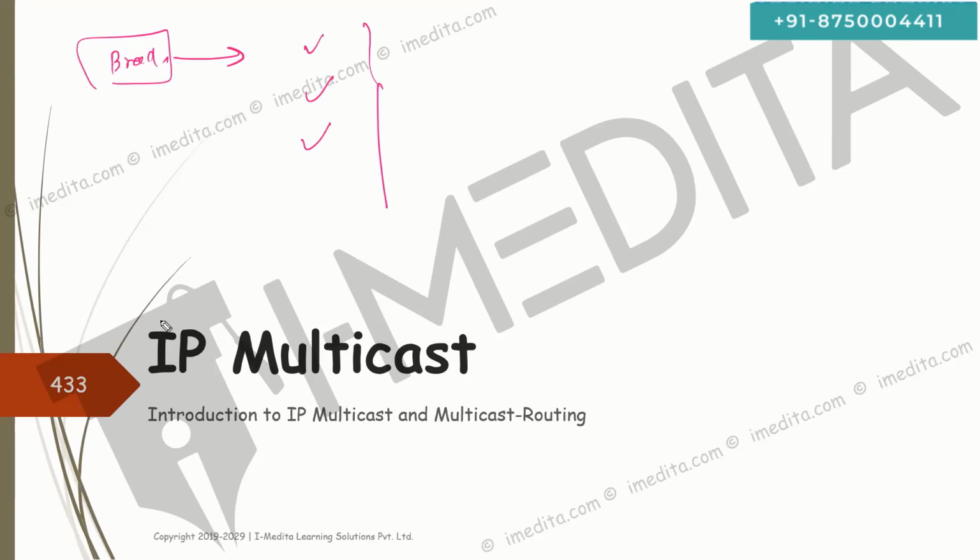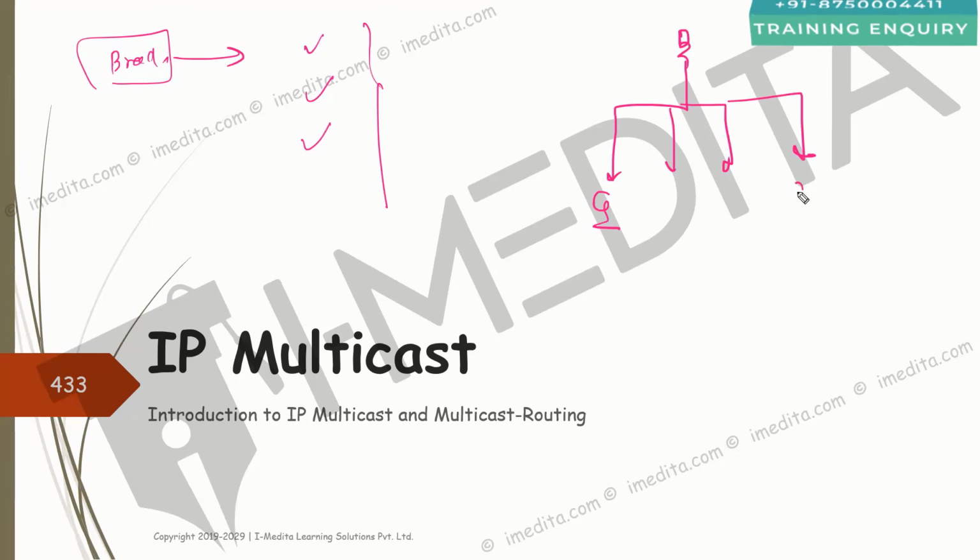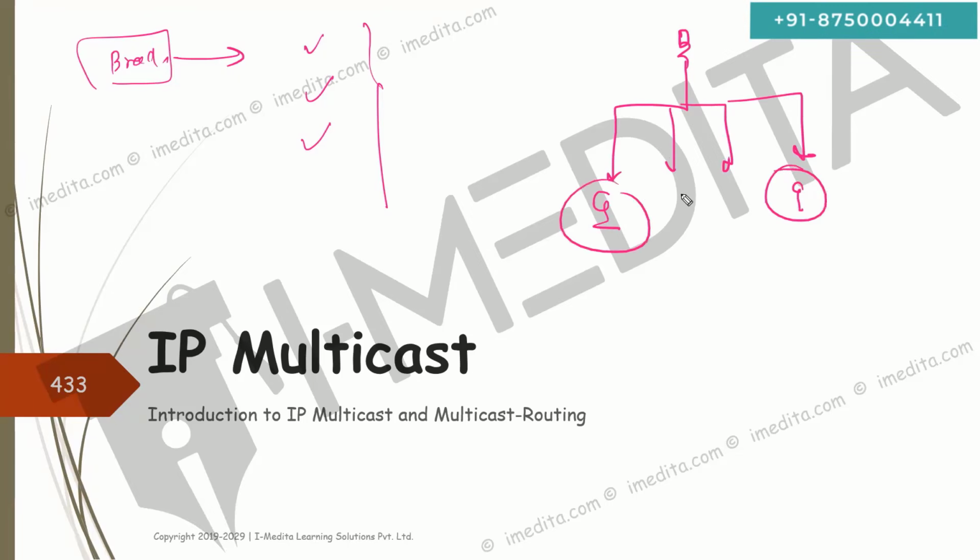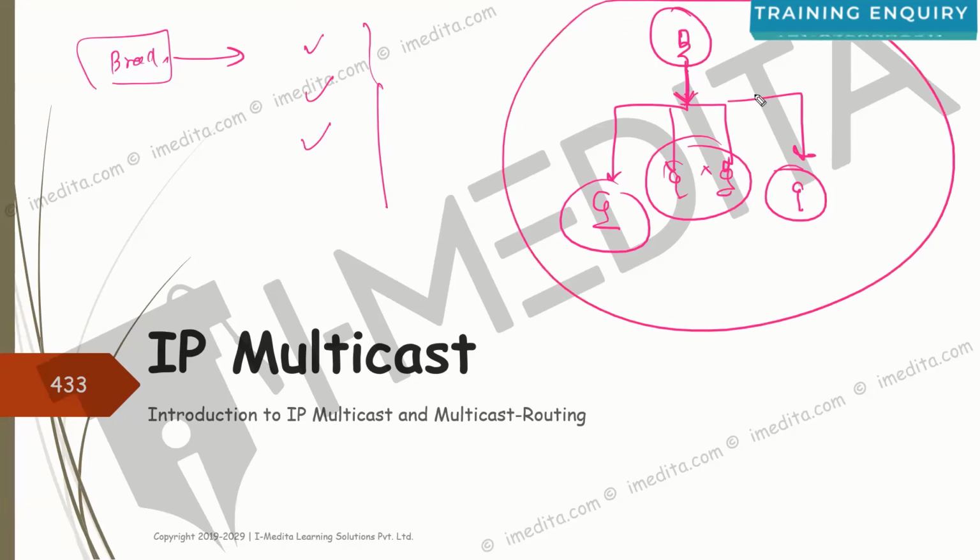Again, if there is one sender and there are multiple receivers, it's fine. But only these two devices were willing to receive that traffic. These two devices are not willing to receive the traffic. These two devices, if I say they belong to that broadcast domain, are part of the same network, but they don't want to receive the traffic that is being broadcasted by this sender.